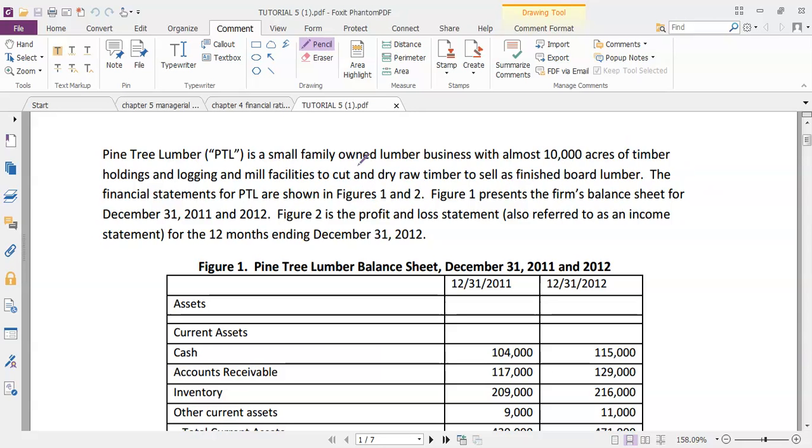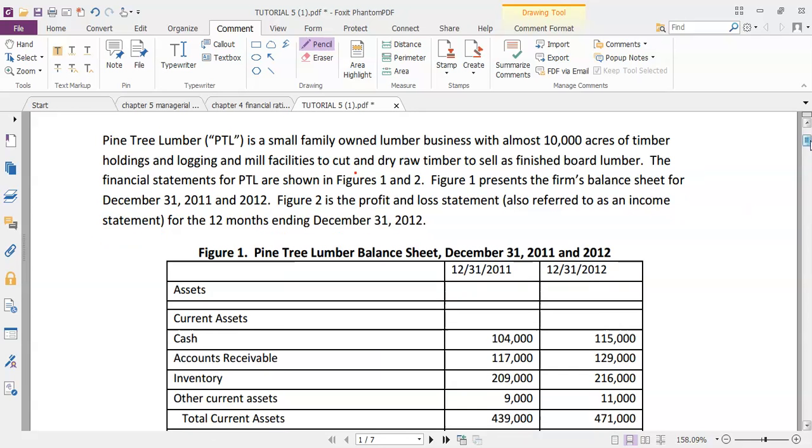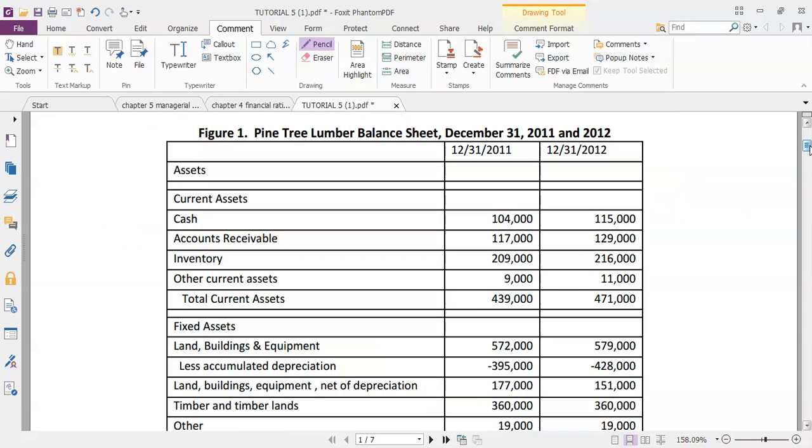Okay, Pine Tree Lumber is a small family-owned lumber business with almost 10,000 acres of timber holdings and logging and mill facilities to cut and dry raw timber to sell as finished board lumber. The financial statements are shown in figures 1 and 2. Figure 1 presents the balance sheet and figure 2 is the profit and loss. So this one is the balance sheet.